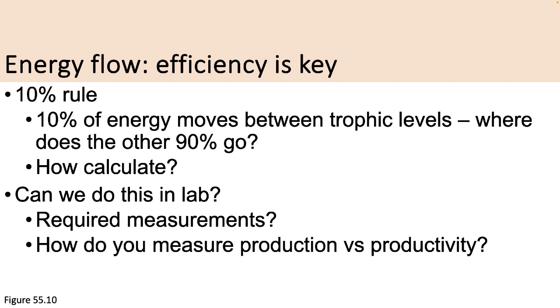How do we make it productivity? We divide it by how long it is between the measurements. So divide by 7 days, 14 days, 21 days. The only way that you make production into productivity is to divide by a time unit.